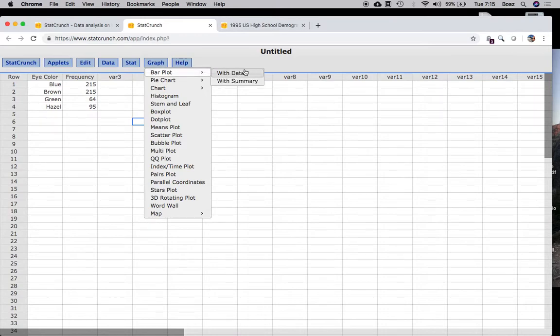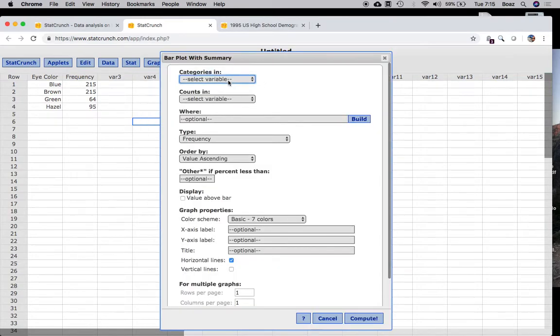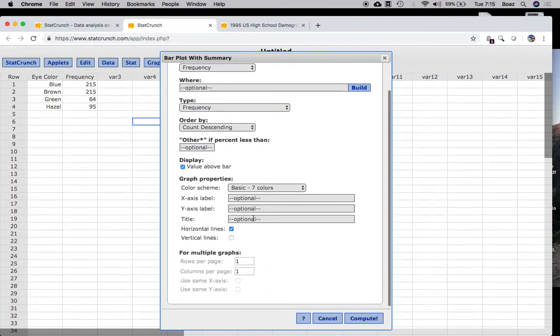Again, we do bar plot with summary now because we don't have the data in this table. The categories are the eye color, the counts or the frequencies are in frequency. And we want to order this generally by the value or the count descending if we're doing a bar plot. And we can put the value above the bar. You can put a title on there.